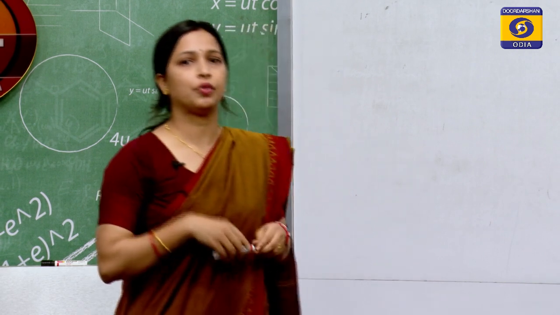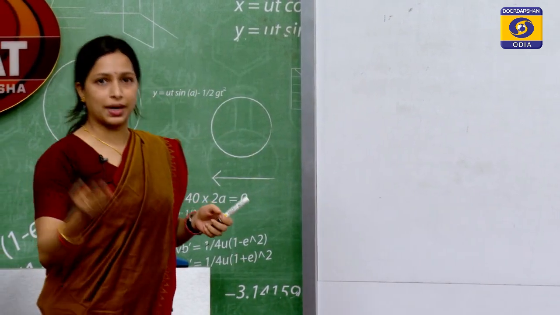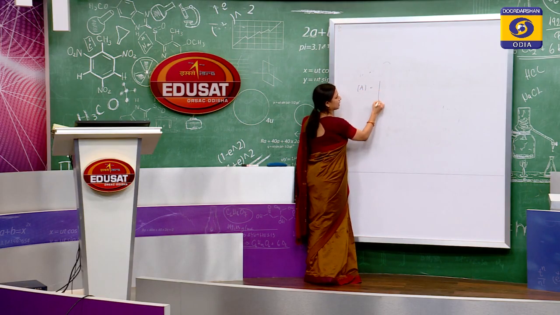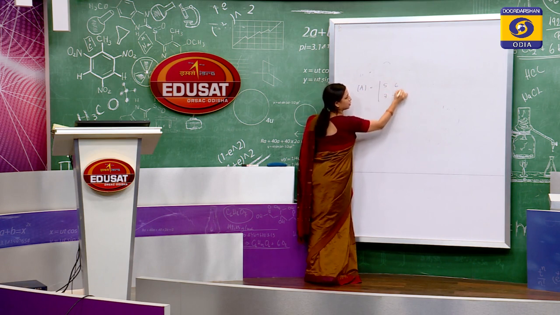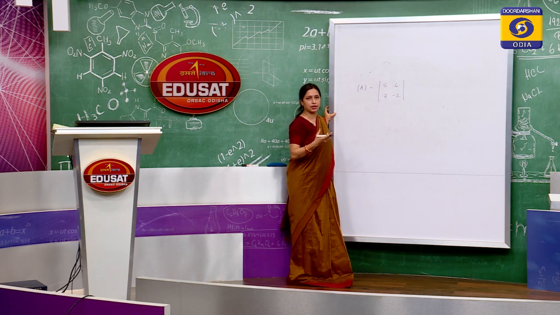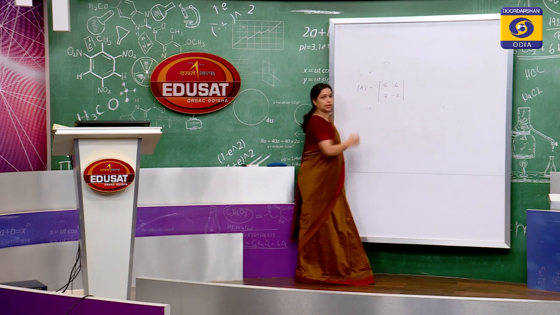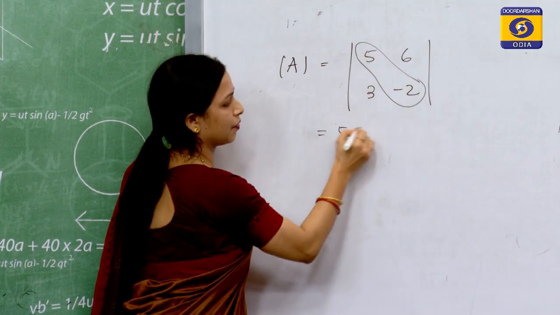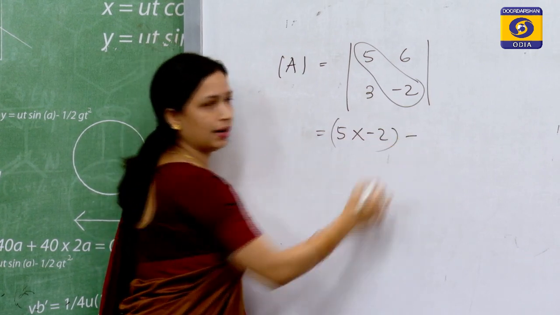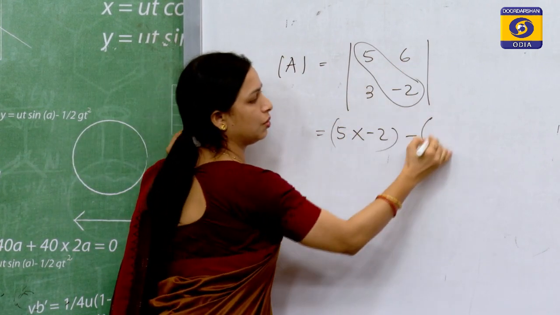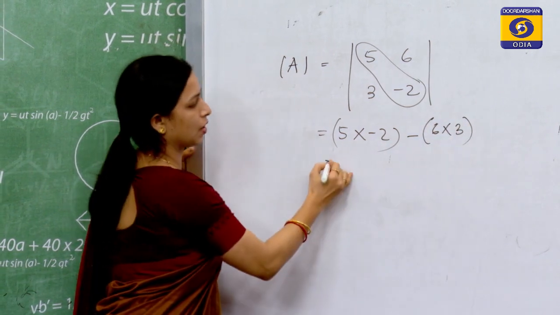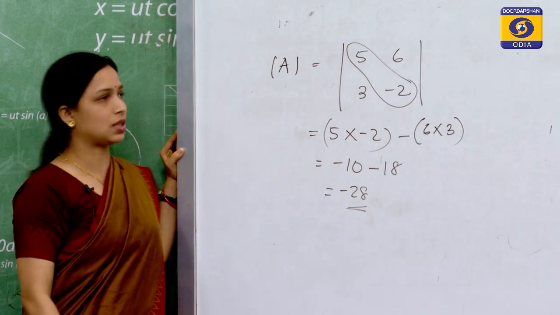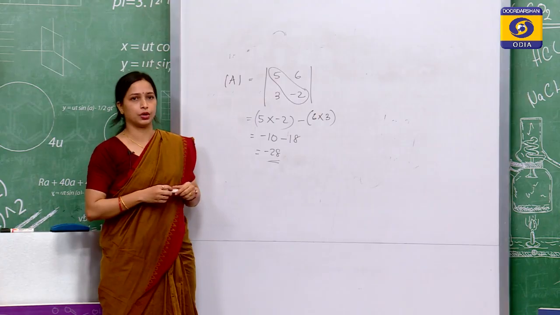And secondly, how do we find out the value of a matrix of order 2? Let us see. If I take this example 5, 6, 3, -2, how do we find out the determinant value? We multiply the diagonal elements and take the difference. So, 5 into -2, and then taking the difference, 3 into 6. So, -10 - 18, we get -28, right. This is how we find out the determinant value of order 2.